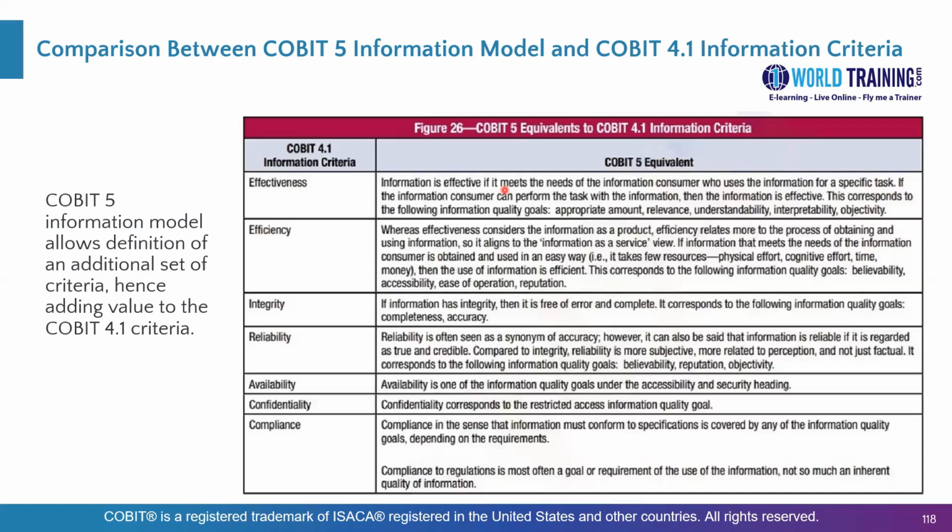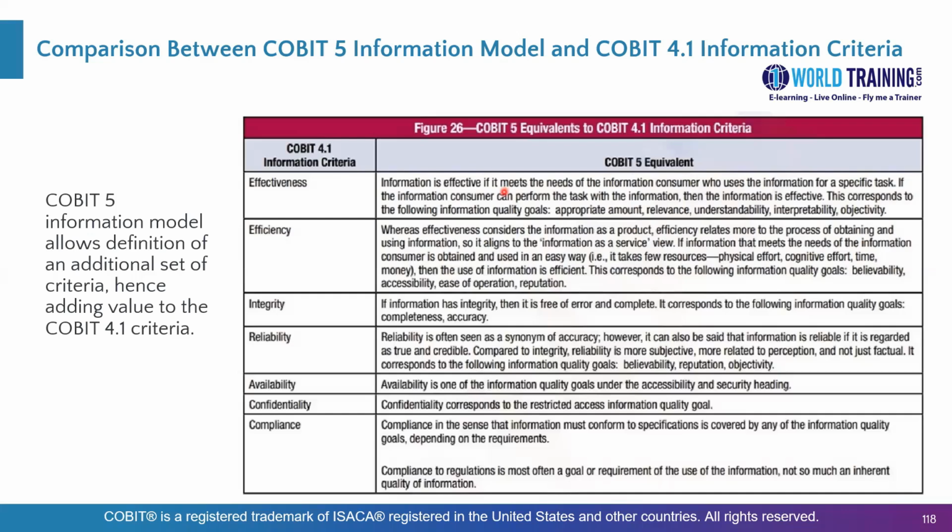So in COBIT 5 further, if the information consumer can perform the task with the information, then the information is effective. And in COBIT 5, it corresponds to the following information quality goals, namely the appropriate amount, relevance, understandability, interpretability, and objectivity. And these will come under one of the 3 goals of the information enabler, namely contextual and representation quality, or intrinsic quality, or security accessibility quality. Now, most of these that we see here for the effectiveness COBIT 5 equivalent are coming under the contextual and representation quality. Things like appropriate amount, relevance, and also the understandability and interpretability, those come under the contextual and representation quality goals.